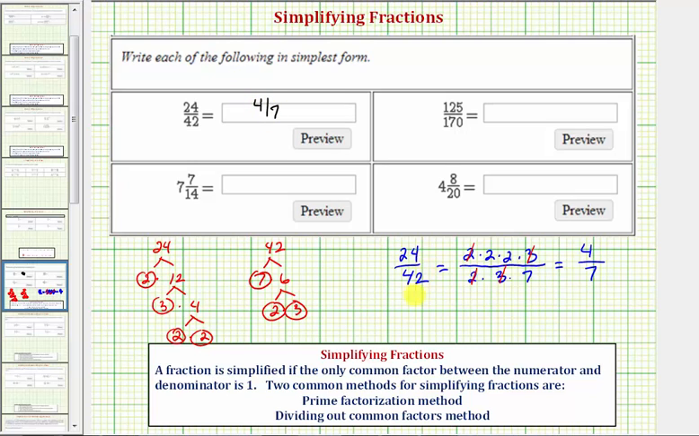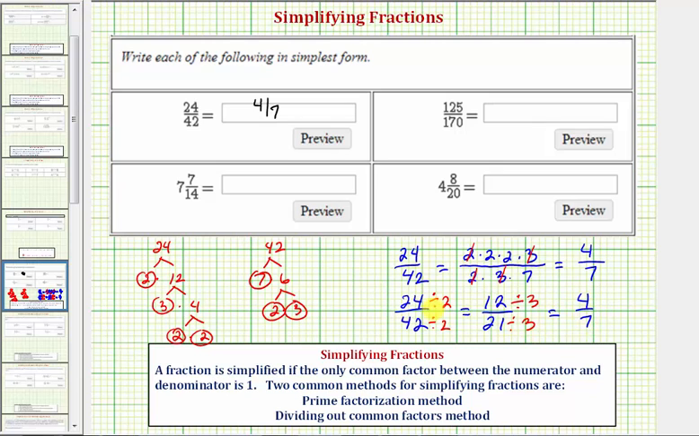Now looking at the same fraction using the dividing out common factors method, we would start with the given fraction. And by analyzing the numerator and denominator, we might recognize that we have a common factor of at least 2. So we could divide the numerator and denominator by 2. Of course, looking above, we know the greatest common factor is 6, but if we didn't have this information, we may start by dividing out 2. Notice how this would give us 12 over 21, and now from here, we might recognize there's still a common factor of 3, so we divide the numerator and denominator by 3. So here we have the same result of 4/7.